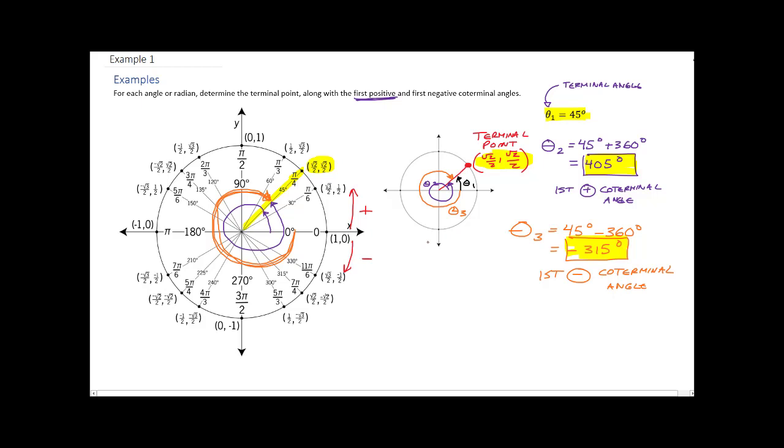Now, you could do this forever. You could keep adding 360 and keep subtracting 360 and finding more. But I think 3 angles is enough for now. All right, let's do another one.